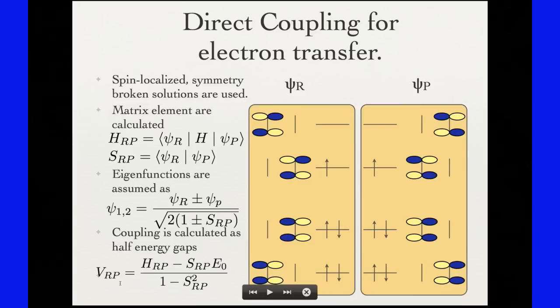So direct coupling is calculated from these results out of H_RP and S_RP and E_0 values. And in our mind, we are assuming the symmetry restored solution from symmetry broken configurations. Okay?